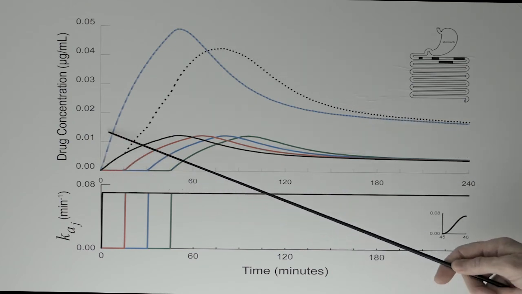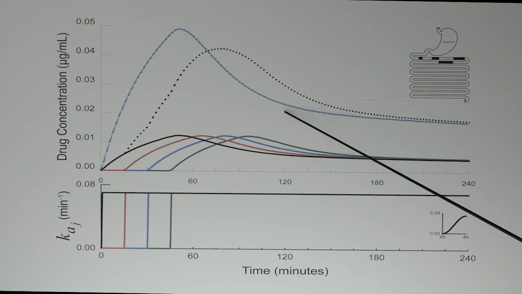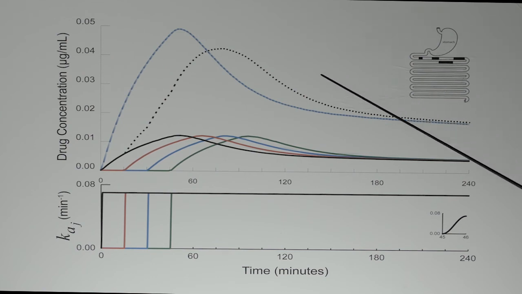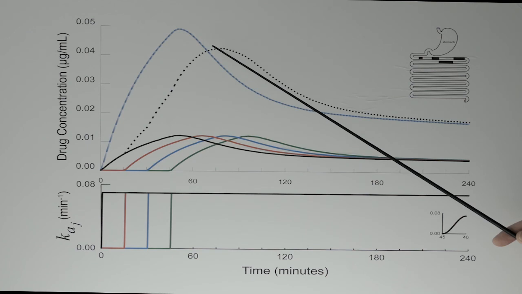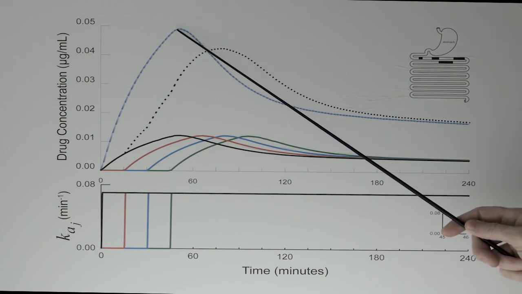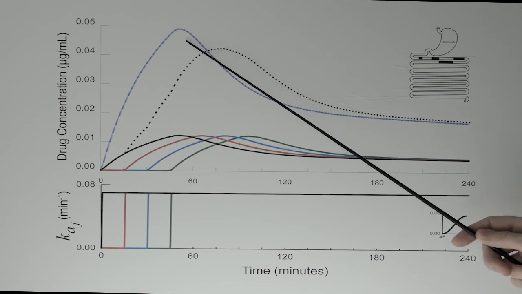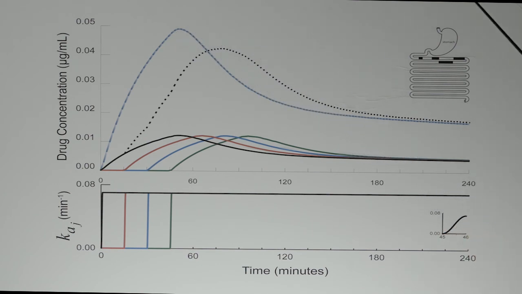I've also shown a profile here which represents a simulation where all the fluid empties the stomach immediately. So you can see the effect of gastric emptying: in this particular case, it reduces Cmax and increases Tmax in the peak plasma concentration.